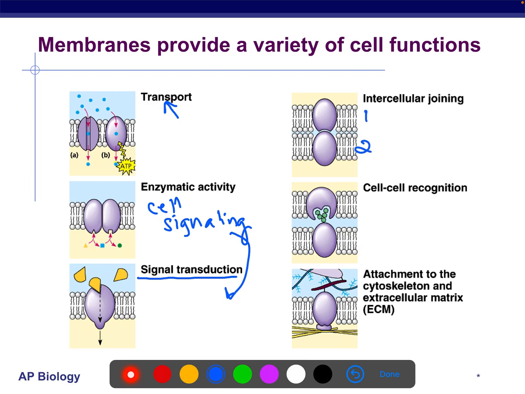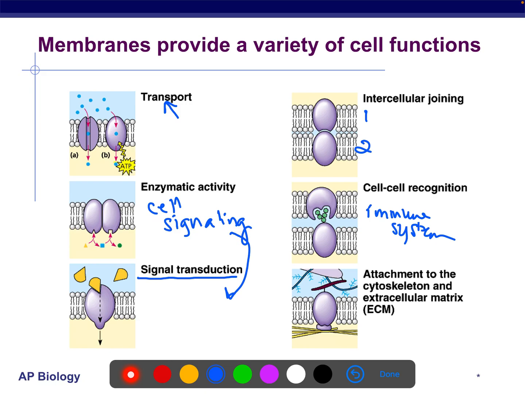They're also going to be vital in intercellular joining. So if this is cell 1 and this is cell 2 and they need to be connected, proteins are going to provide anchors for that. Also, cell-to-cell recognition. So this is going to be used in things like the immune system. But this is for cells to recognize other cells that they need to interact with. And so that cell-to-cell recognition can be important.